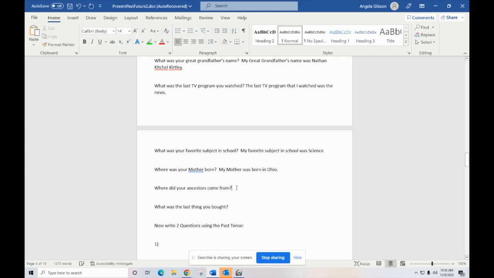Where did your ancestors come from? Okay, and ancestors are my relatives from the past. My grandparents, great grandparents, great great grandparents, great great great grandparents, and before that. My ancestors came from Wales, Scotland, and Ireland. How about you? Where did your ancestors come from?